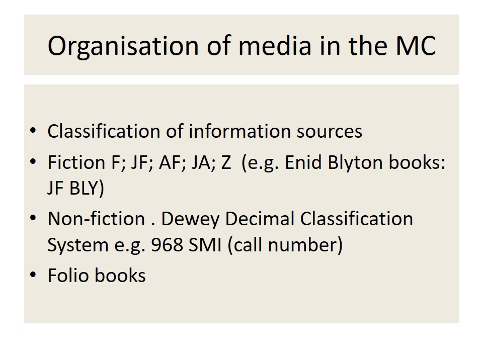For non-fiction, we classify books using the Dewey Decimal Classification System, which classifies books according to their subject. There's an example, 968 SMI. That's the call number for a non-fiction book which will be placed onto the spine of the book. The 968 is the number for South African history, and if it was written by Smith, we would use the first three letters. That would be the address, the call number of the book.